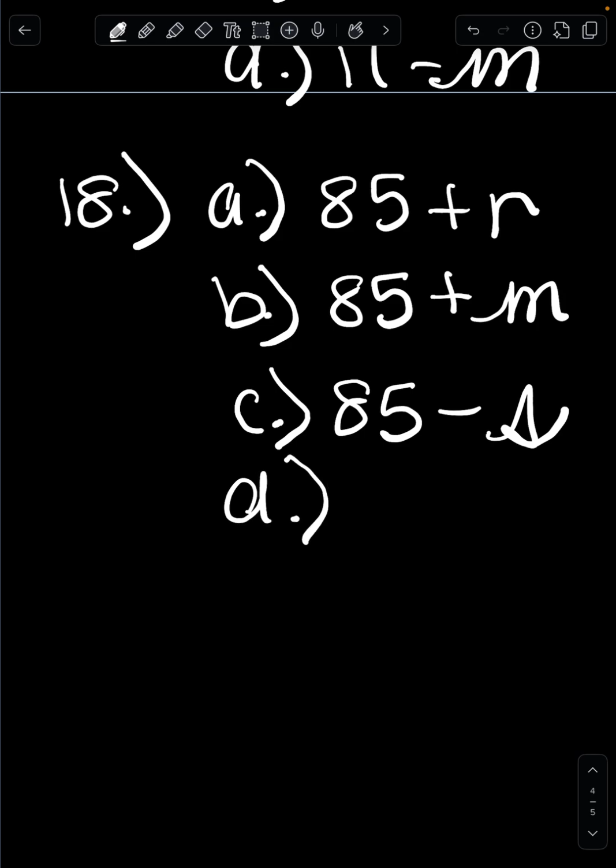Letter D. He gives T dollars to a missionary. So he had 85, he's going to give it away. So he's going to take away T.